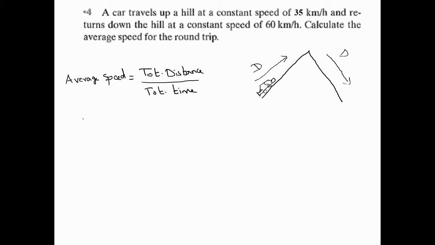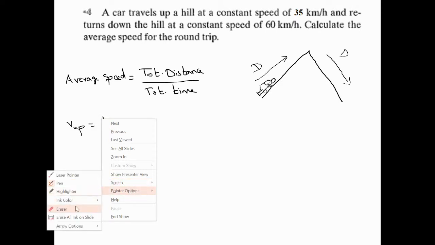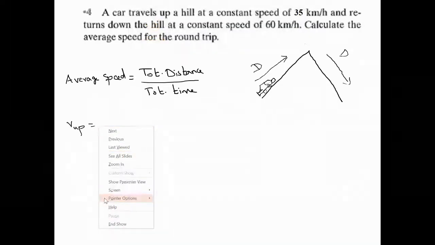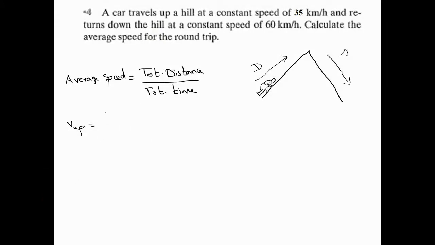It is moving up the hill at the speed of, that means speed up. What's the speed up? 35 kilometer per hour. Clear? What is the speed down? 60 kilometer per hour. Clear? Okay. Now these two pieces of information are given, but the information for the distance is not given.